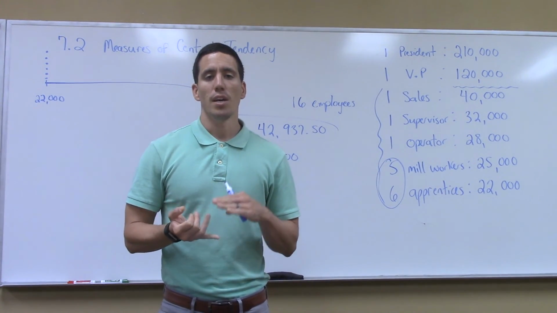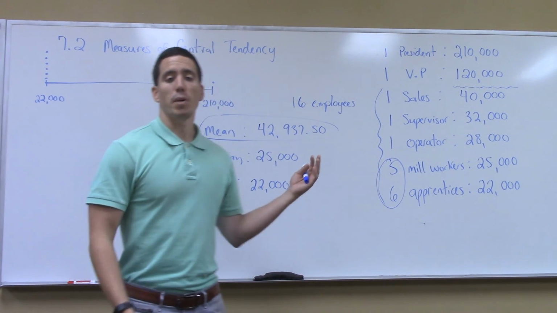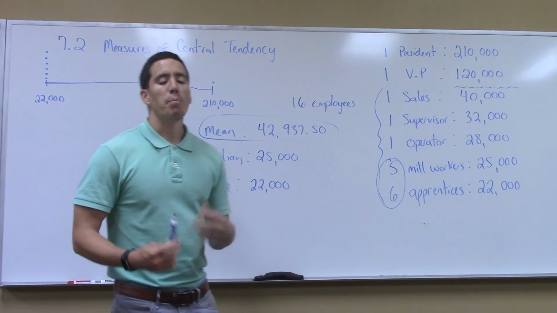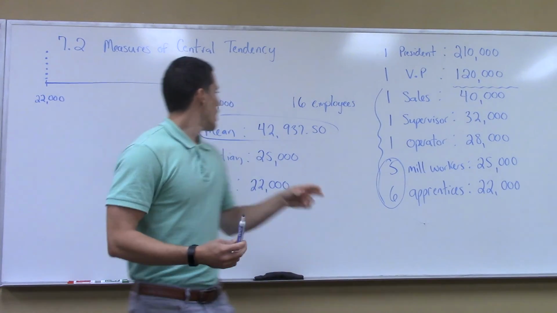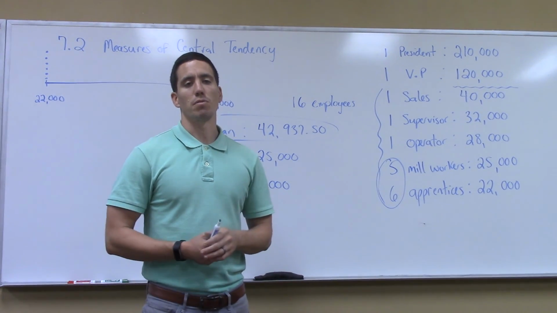So for the homework and for the test, I would definitely expect you to be able to calculate the mean, median, and mode of any given set of data. I would also expect you, based on this type of reasoning and this type of example, to be able to make a case for why the mean, the median, or the mode is a good or bad measure of central tendency.